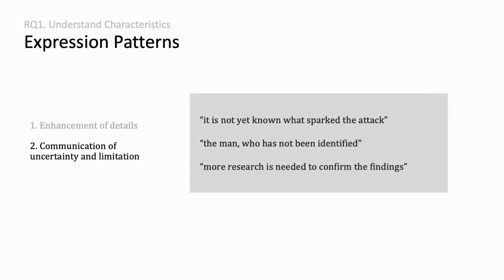The second pattern is that AI misinformation is more active in communicating uncertainty and limitation. Examples include, it is not yet known what sparked the attack, the man who has not been identified, and more research is needed to confirm the findings. This can be concerning, as previous studies have shown that admitting uncertainty is important in risk communication to establish credibility.